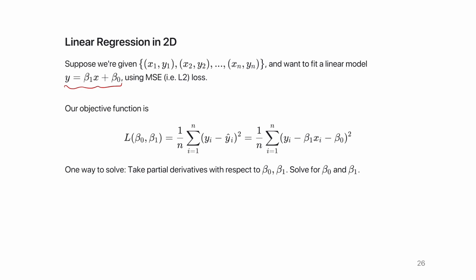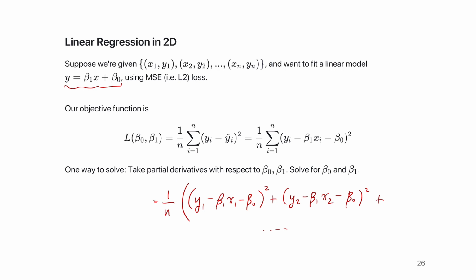And if we're using mean squared error, in other words, mean L2 loss, our objective function would be something like this: 1 over n times the sum over all of our points of the actual y value minus the predicted y value, squared. You can write this out in more detail. You could have y1 minus beta 1 x1 minus beta 0, squared, plus y2 minus beta 1 x2 minus beta 0, squared, and so on and so forth, over all of your points. And we're taking the average because we want the average L2 loss over all of your points. So any questions with this?